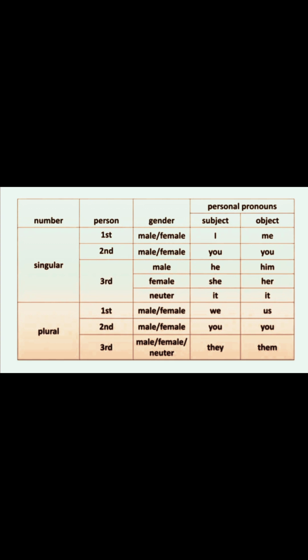सो अगर प्लूरल हो, ये तो हो गया सिंगुलर. अगर प्लूरल हो तो फर्स्ट पर्सन के लिए हम एज अ सब्जेक्ट वी एंड एज अ ऑब्जेक्ट अस एंड प्लूरल यू के लिए यू ही एंड थर्ड पर्सन मेल फीमेल एंड न्यूट्रल के लिए हम दे एज अ सब्जेक्ट और देम एज अ ऑब्जेक्ट. In each case, the first example shows the subject pronoun, the second the object pronoun.